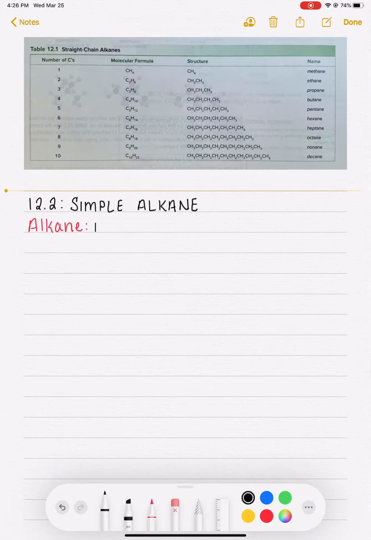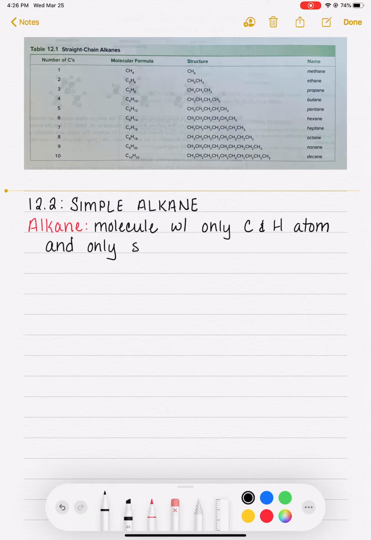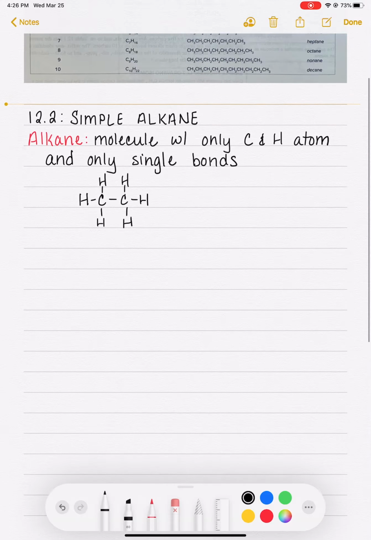An alkane is a molecule that has only carbons and hydrogens, and it has only single bonds. So no double bonds, no triple bonds, and no atoms other than carbons and hydrogens. So for example, just draw a really simple alkane, something little. Just 2 carbons, and each carbon has 3 hydrogens. Only carbons and hydrogens, and only single bonds. So that's nice and simple.